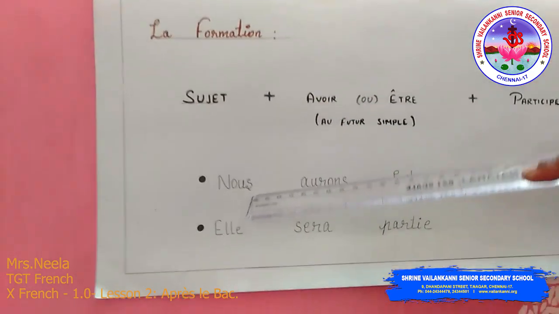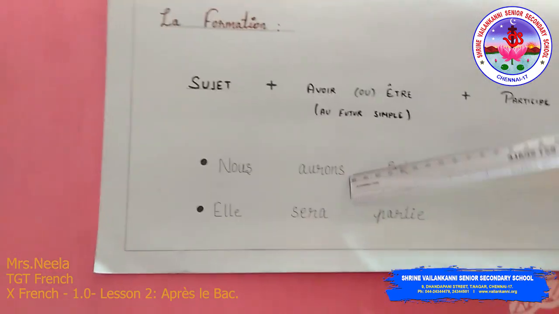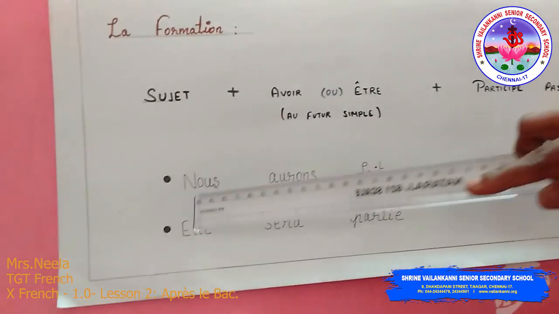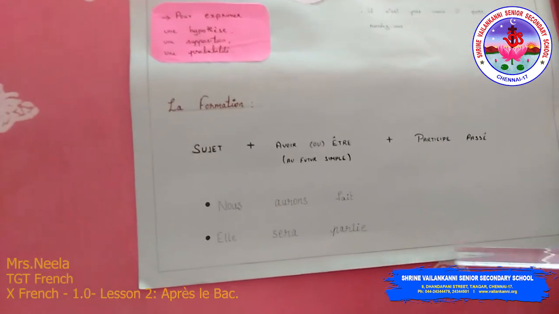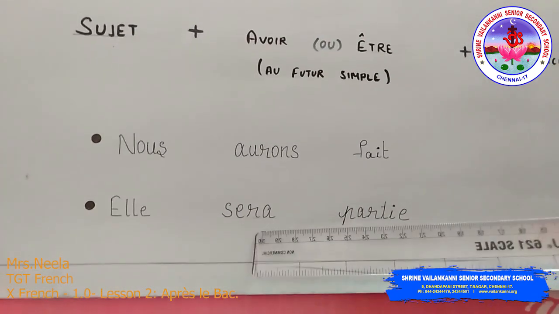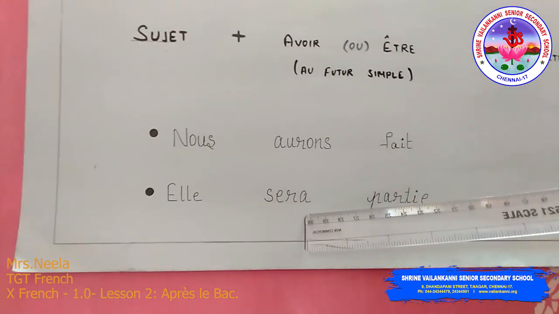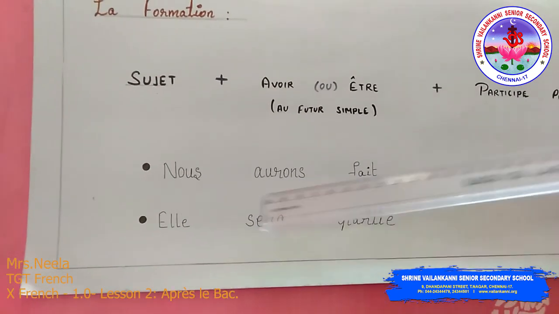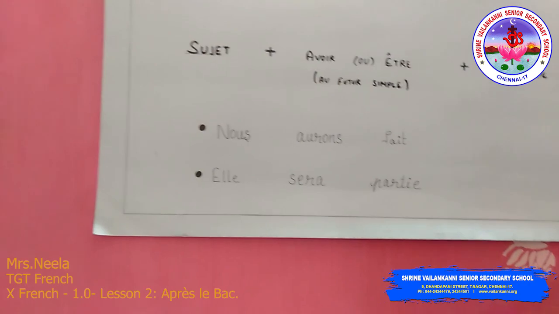Nous, sujet, nous aurons. You are writing it in futur simple according to the sujet. Nous aurons fait. Fait is the participe passé of the verb faire. Next, one more example with an être verb: elle sera partie. The être verb is conjugated in futur simple: sera. Partie is from the verb partir, so partie is the participe passé. You have added e for elle. Now we will see these uses in detail.